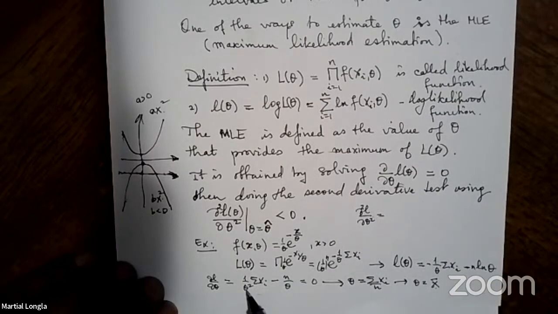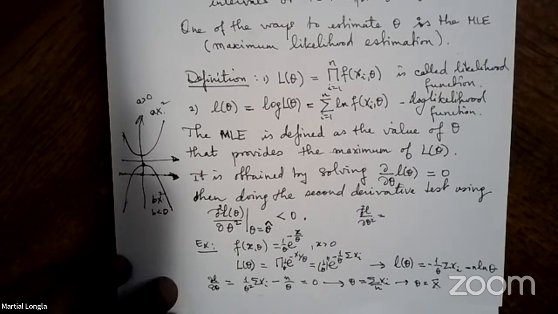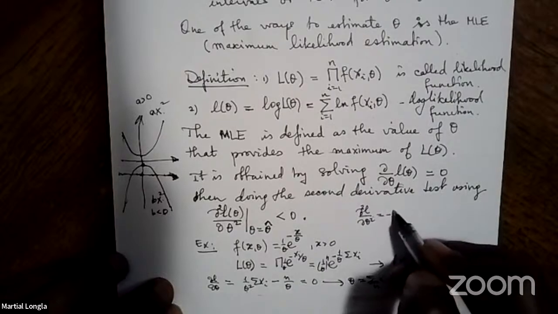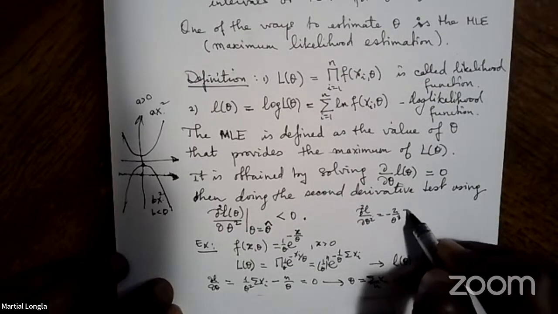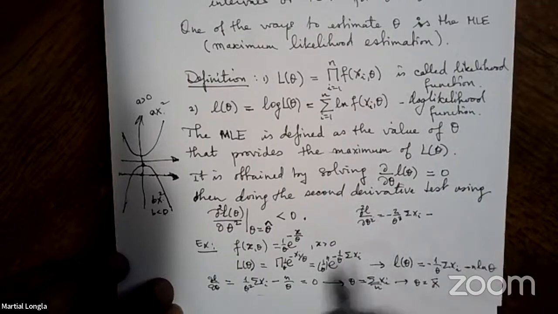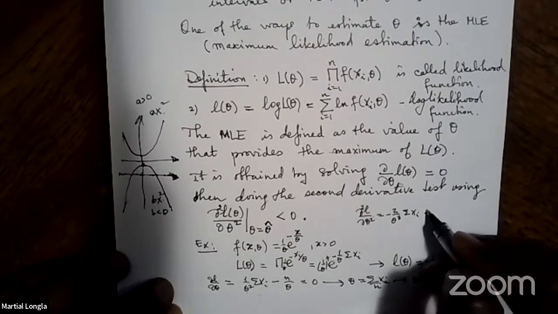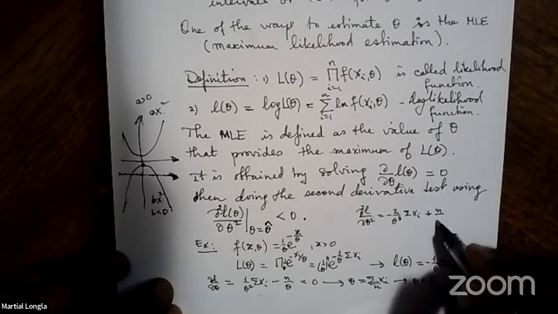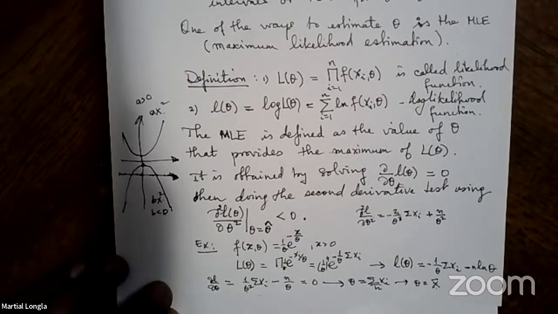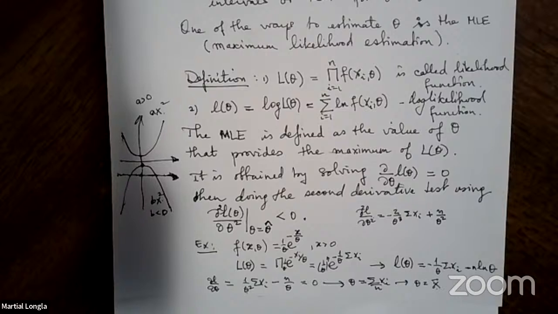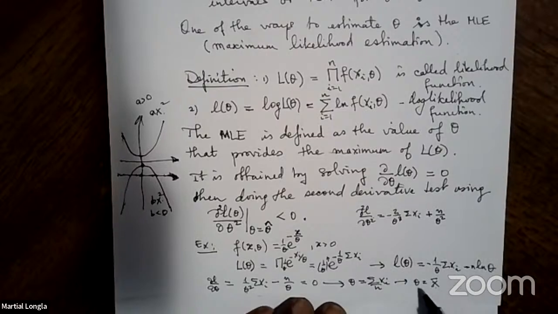What is it? So the derivative of this thing is going to be minus 2 over theta cubed, right? Does everybody agree with that? So it'll be minus 2 over theta cubed sum of xi, and the derivative of this one is minus 1 over theta, so it becomes plus n over theta squared. And now you can replace theta by x bar.